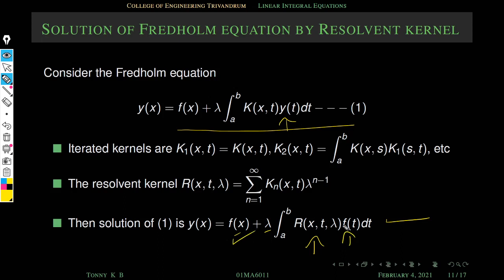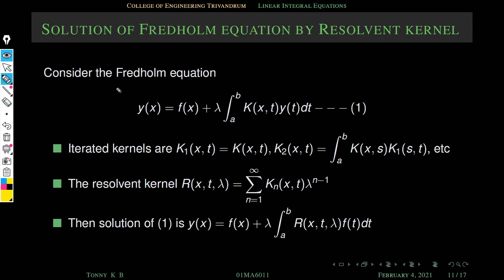Now everything is known. f of x is known, lambda is known, R of x t is known, f of t is known. So you can evaluate this integral. By evaluating this integral, we will get the final solution y of x. You got it? So that is the procedure of this method.